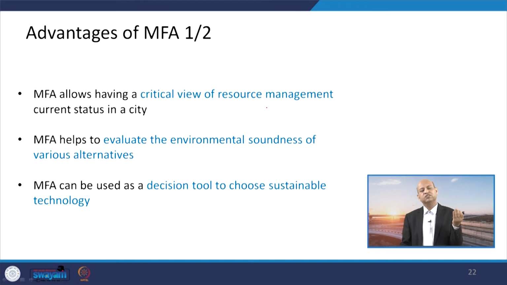So, it is not necessary that you go for a lengthy EIA, which is time consuming and resource consuming, or LCA, which is a very detailed exercise. With the help of MFA you can do some sort of screening, some sort of over-the-envelope calculation, which can help you make decisions at a very early stage. So, that is one very advantageous situation with MFA.